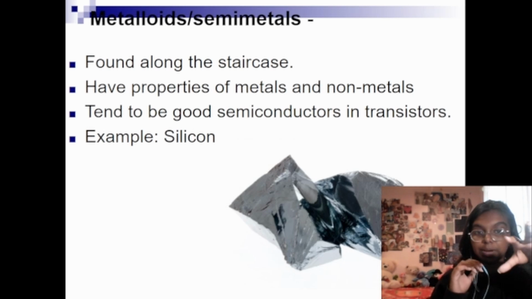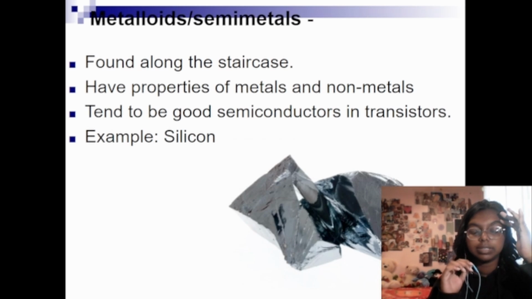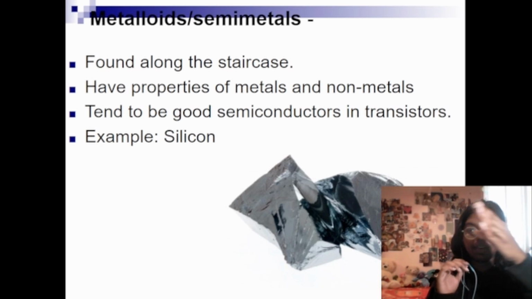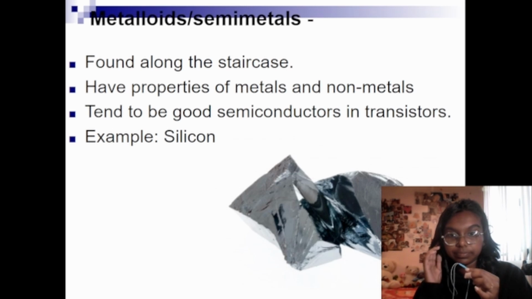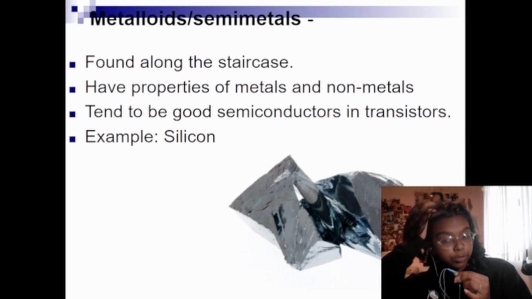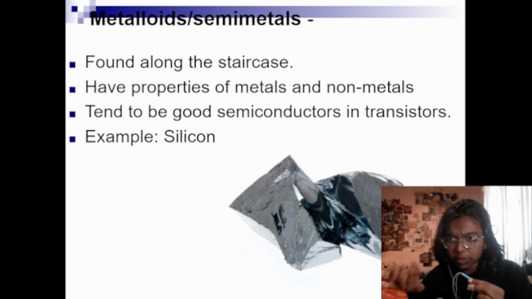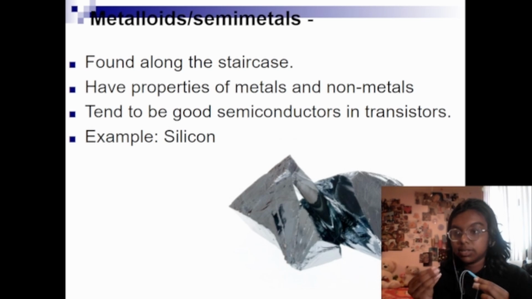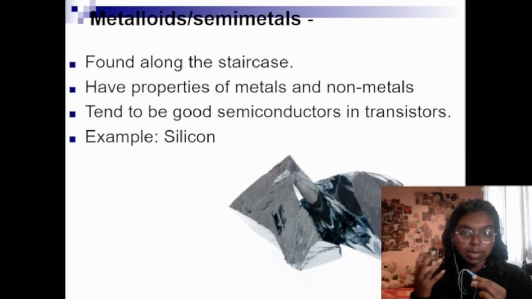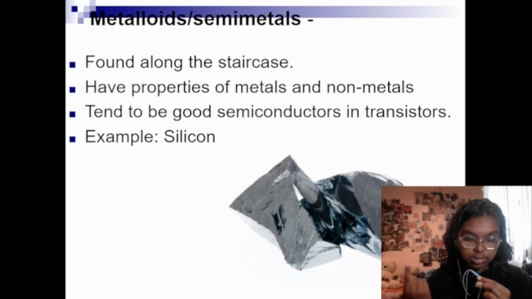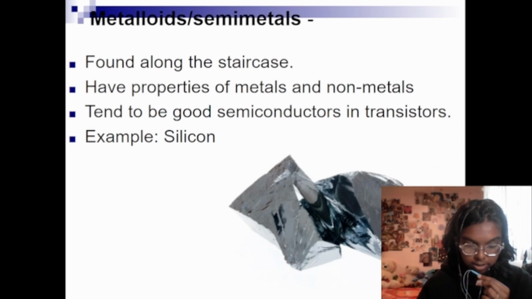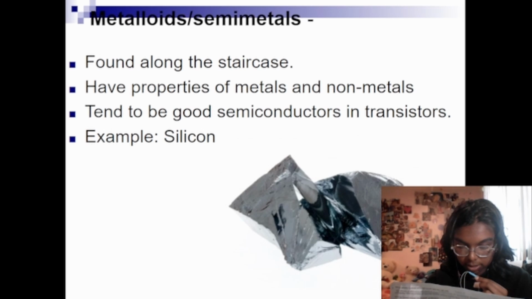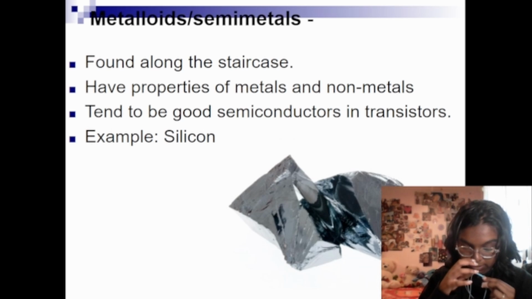And then metalloids are semi-metals. On the staircase, they're found pretty much touching the staircase. They have characteristics of both metals and non-metals, which is why they're called metalloids. They're a mix of both, pretty much. And they are good semiconductors and transistors. An example of it is silicon, but there's also boron, germanium, arsenic, and antimony. I definitely did not pronounce that right, but that's one.